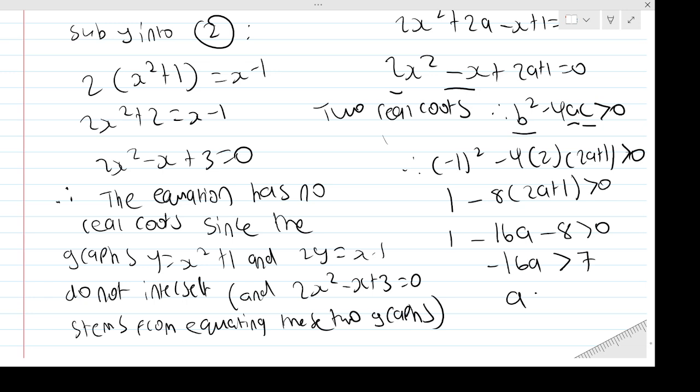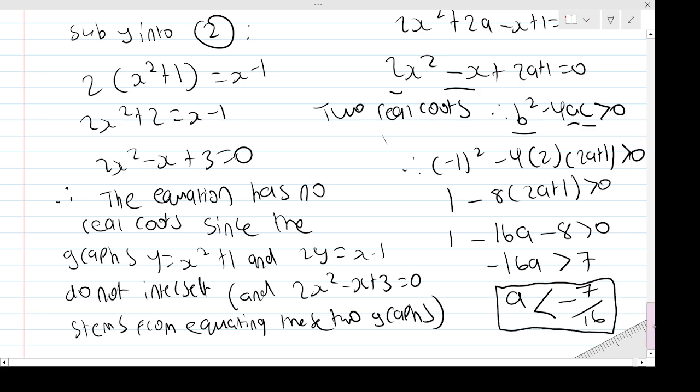Well, if we divide, notice here we divided by negative 16, but it's a negative. Remember, with inequalities, the caveat is when you divide or times by a negative, we have to flip the sign of the inequality. So it's now less than minus 7 over 16. Okay, because we're dividing 7 by minus 16, remember? So there we are. So that's our range of values of A. That's the solution. That's the inequality we get.